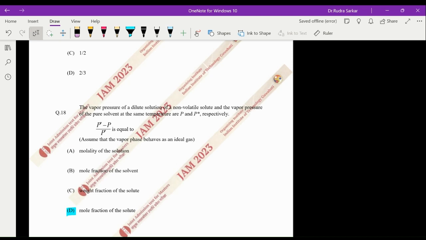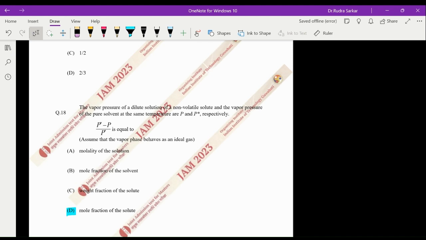Okay, so we are solving question number 18. The vapor pressure of a dilute solution of a non-volatile solute and the vapor pressure of the solvent at the same temperature are P and P star respectively. Then (P star minus P) by P star is equal to, we have to choose the correct option. So we have to solve this.